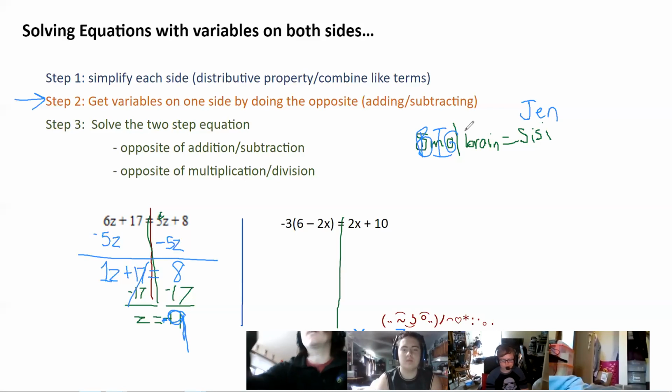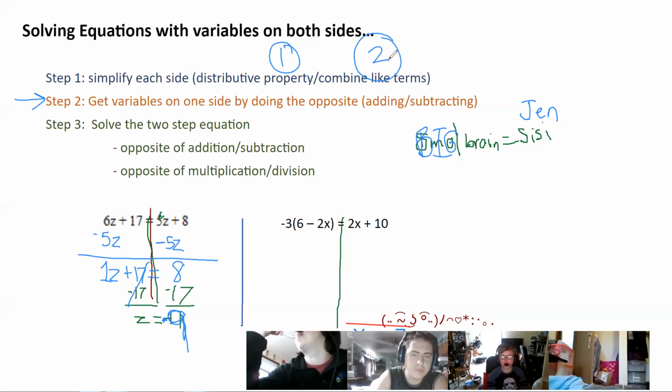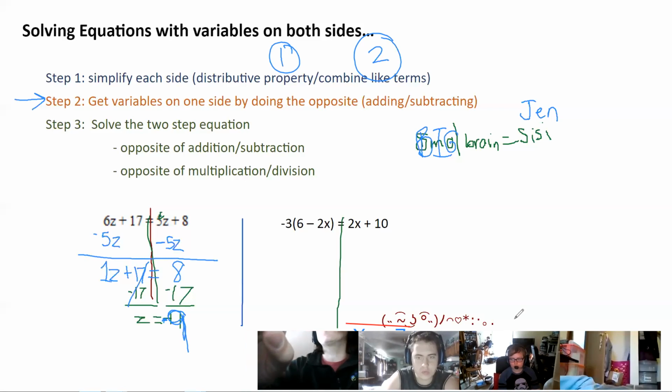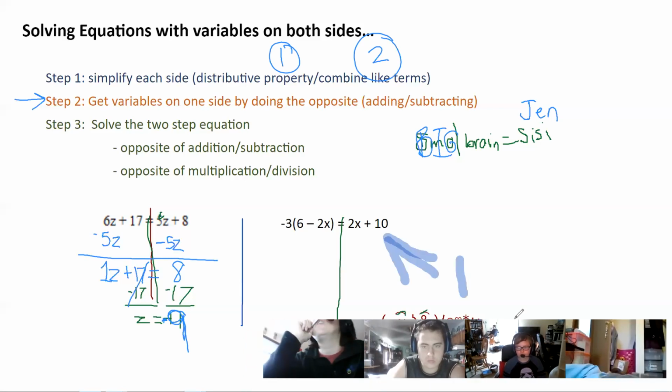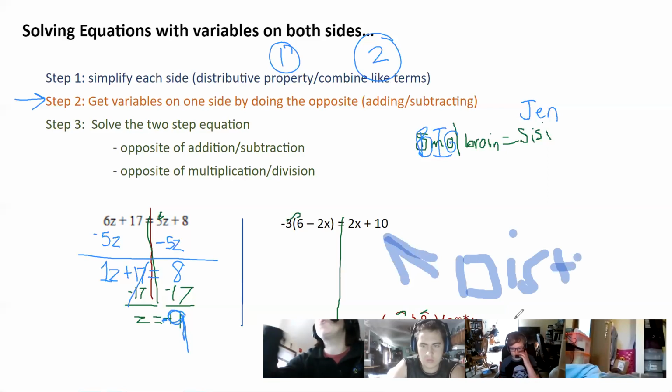Very good. Next one, we got to simplify each side, distributive property, and then combine like terms. Which one of those do I have to do? Distributive property or combining like terms? Because there is one of them here. Someone says it's going to equal 7. Okay. Someone's writing distribute. That's very good. Good stuff. So I'm going to distribute that negative 3 by multiplying. Good. What do we get after we distribute?